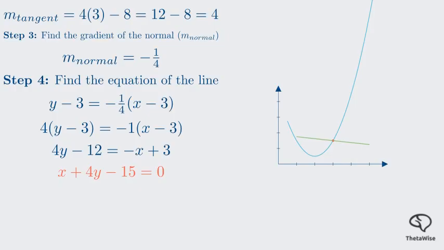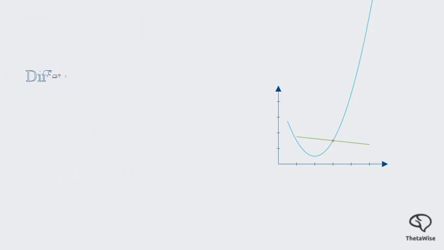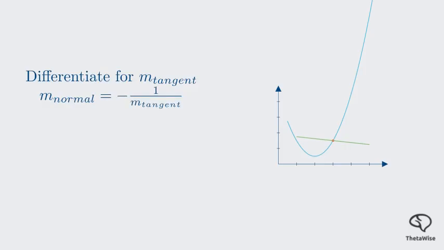In your exam, always check if the question asks for y equals mx plus c, or the general form shown here. You have now mastered finding the gradient of a tangent, finding the equation of a tangent, and finding the equation of a normal. Remember, differentiate for the tangent gradient and use the negative reciprocal for the normal. Good luck with your revision!